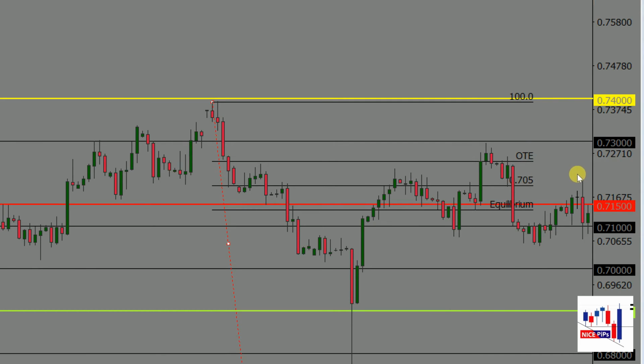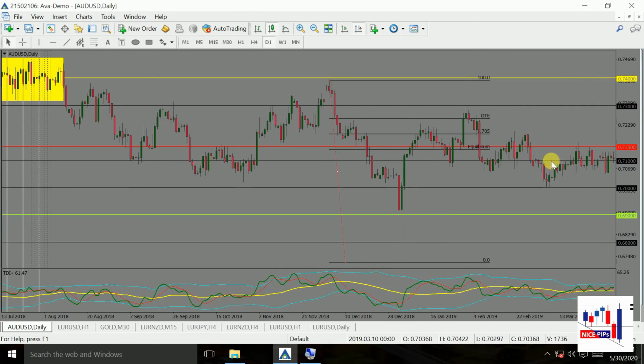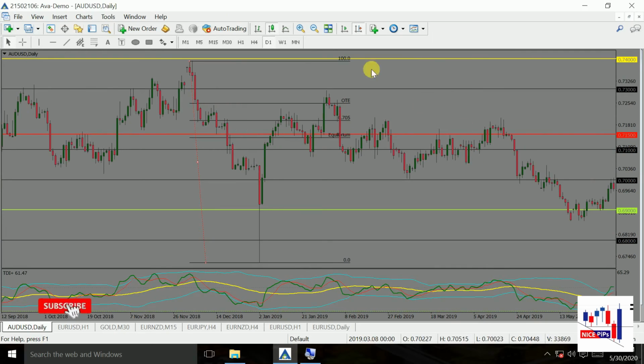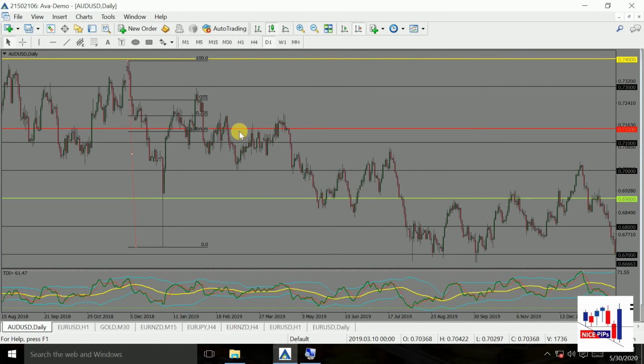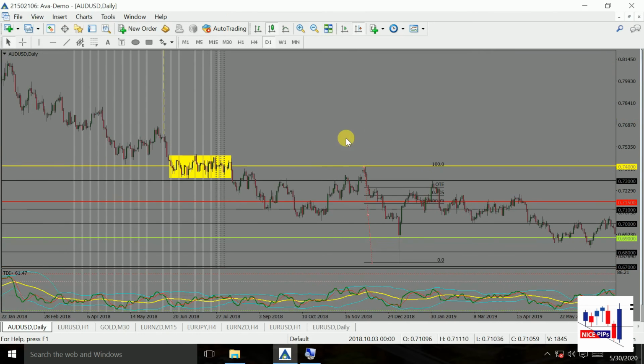Now it expanded to the equilibrium, broke the equilibrium, retested the equilibrium. I'm gonna zoom out, retested the equilibrium. Now price starts moving. Remember my targets, right? Okay, let me return back again.